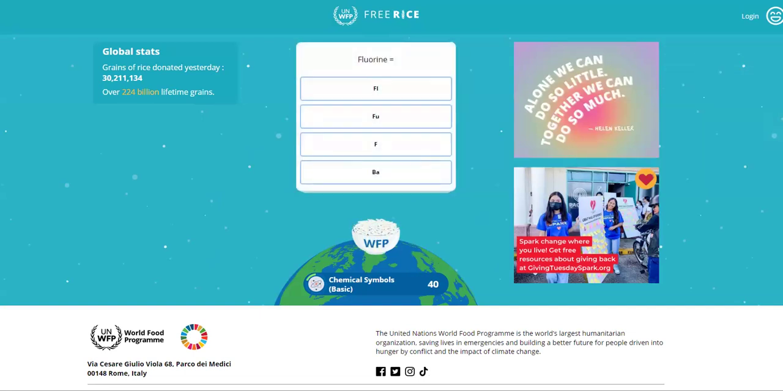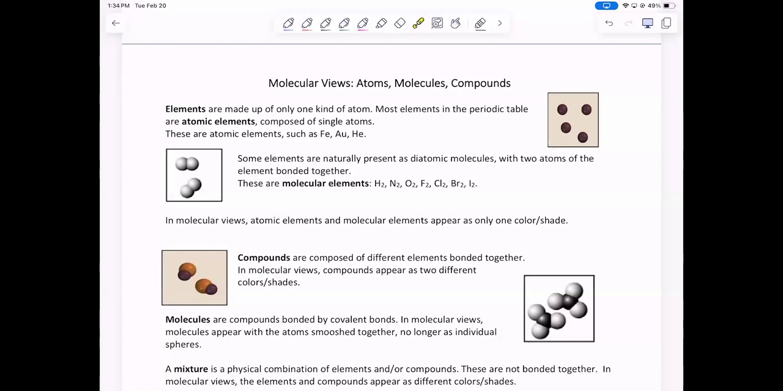And so this link focuses in on those elements and compounds that we can't see. So this is models of atoms, molecules, and compounds. Elements are anytime you have one of these elements from the periodic table, an element symbol is going to be one type of atom.